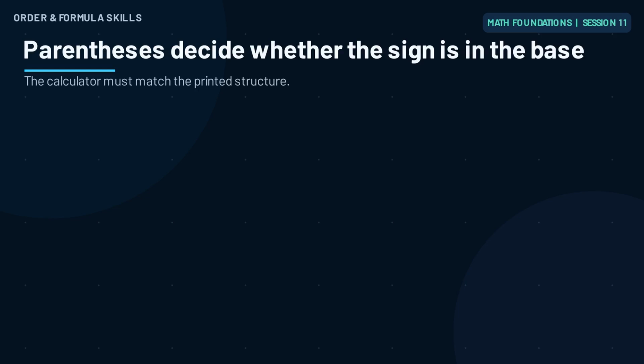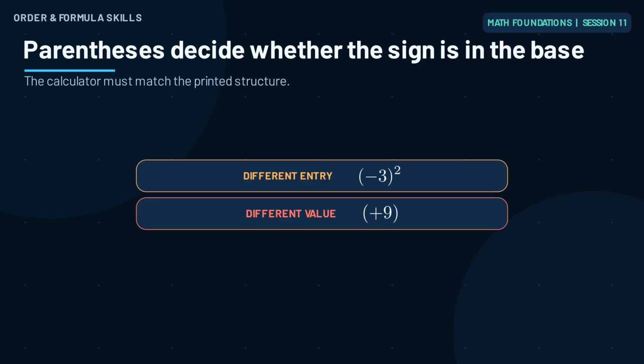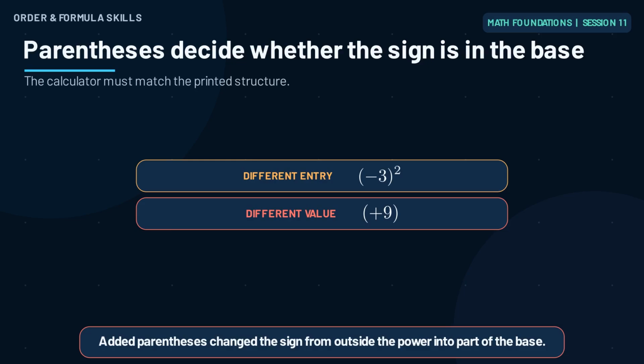A negative sign outside a power is not the same as a negative base. Suppose negative 3 squared is entered with parentheses as (negative 3) squared. The calculator returns positive 9, but that entry represents a different expression. Without printed parentheses, the exponent applies to 3 first, and the outside negative remains.